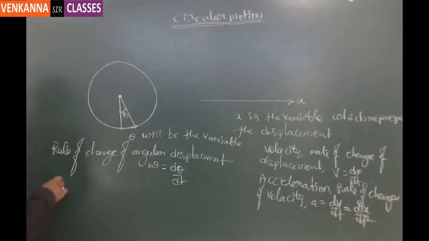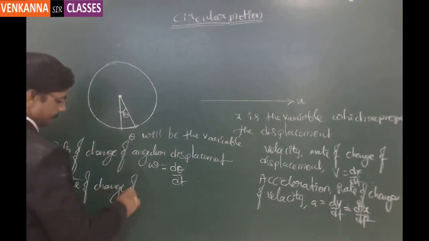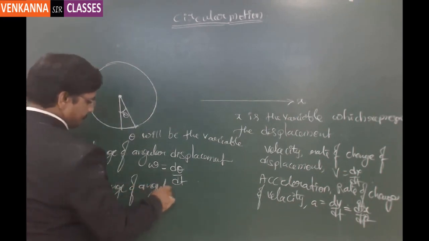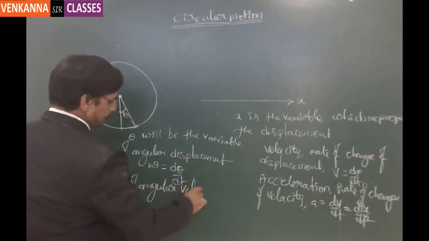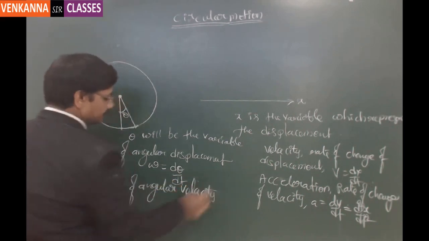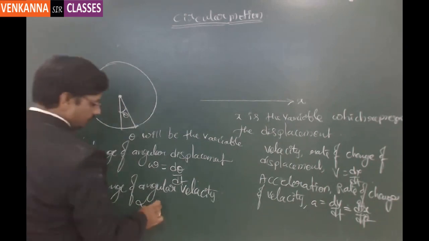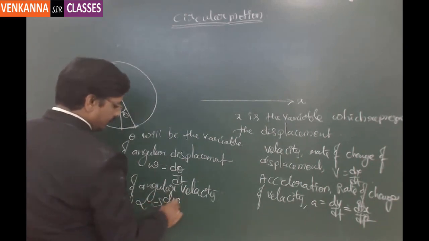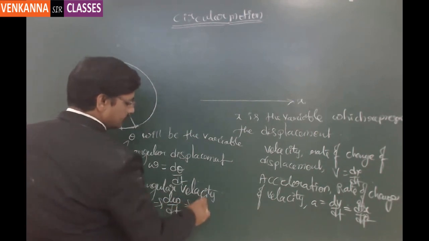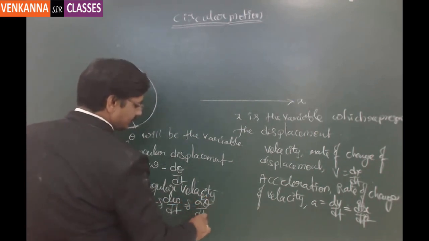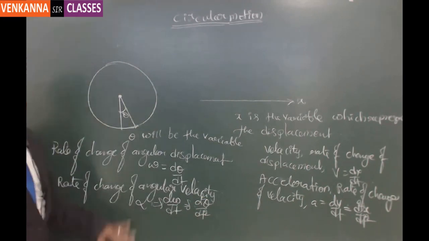Now the rate of change of angular velocity is usually represented with the letter alpha, and alpha is equal to d omega by dt, which is otherwise written as d square theta by dt square. So this is the angular acceleration.